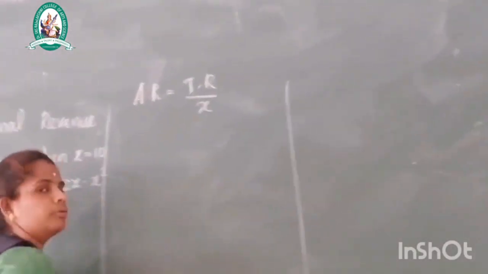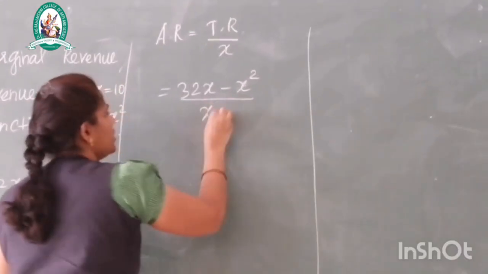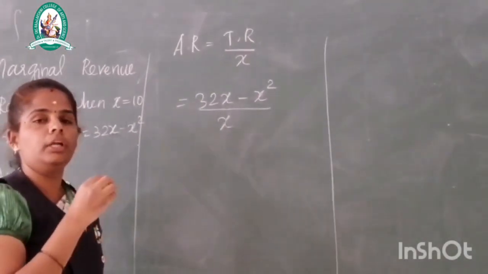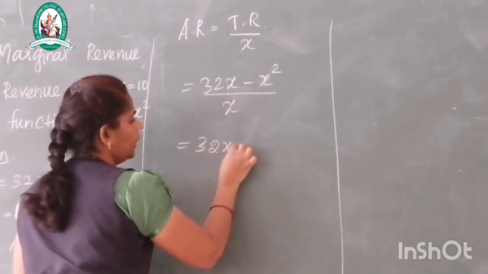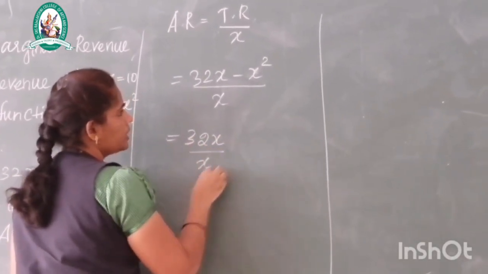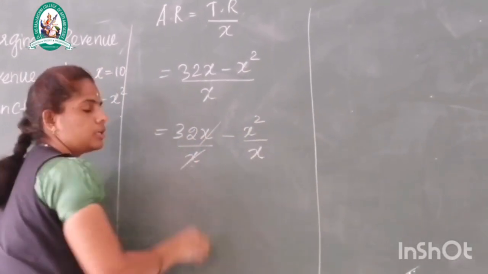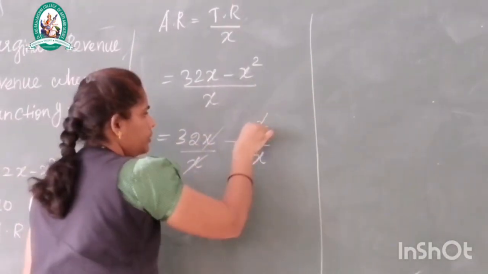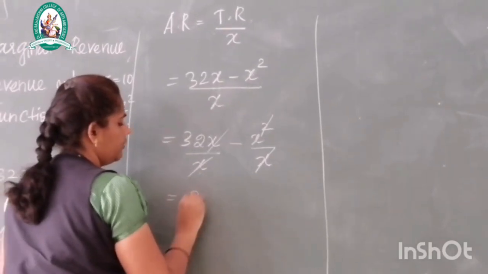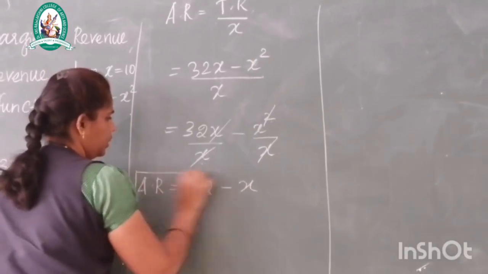Total revenue is given in the form of an equation and our equation is 32x minus x square divided by x. First we have to simplify this equation, then only we have to substitute the value of x. So I am going to split the numerator and denominator separately: 32x by x minus x square by x. Here the x term and x term will get cancelled. Here x square means x into x, so one of the x terms will get cancelled. Finally I will get 32 minus x. This is the average revenue function equation.